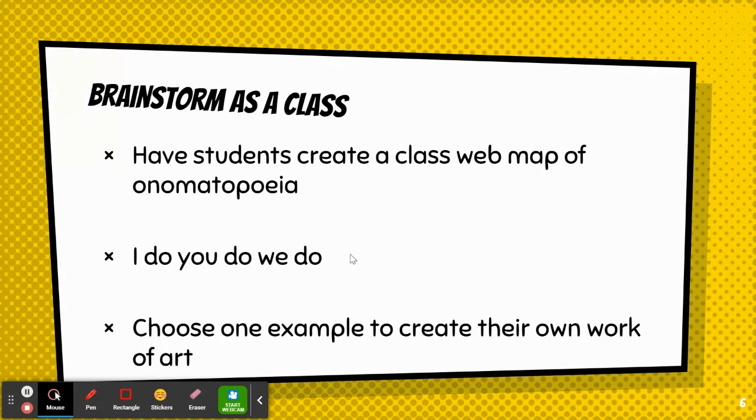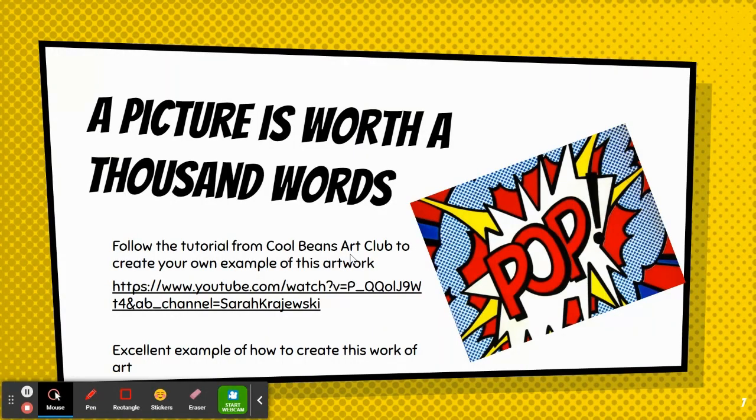But basically, once they've made a choice, you're going to pick one example of that onomatopoeia that we've brainstormed after looking at our artist, and we're going to use that word to create a work of art. This is the stage where we are going to begin the art integration portion. So at this point, students are now going to go through a tutorial on how to create an artwork based on onomatopoeia.